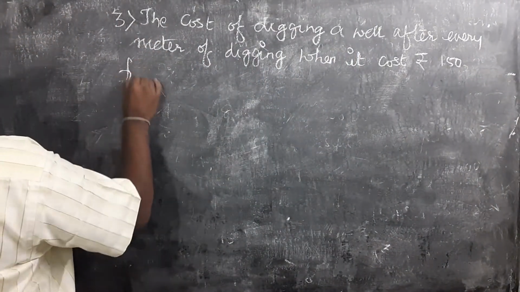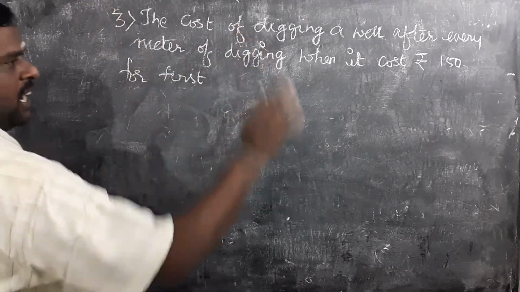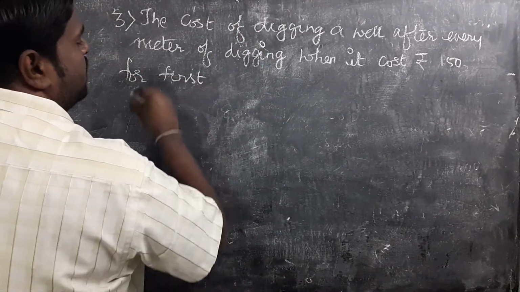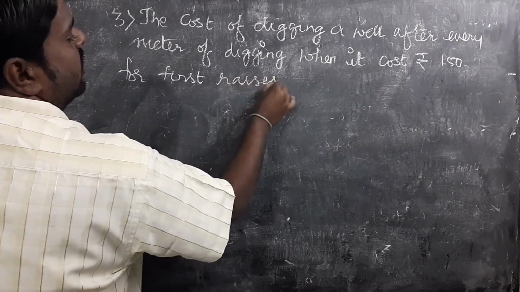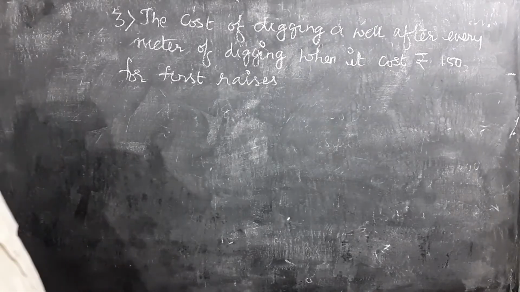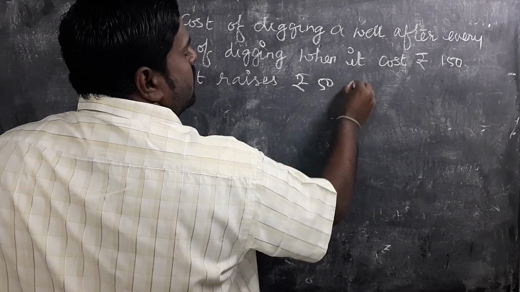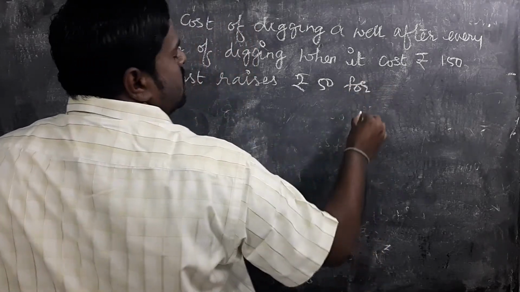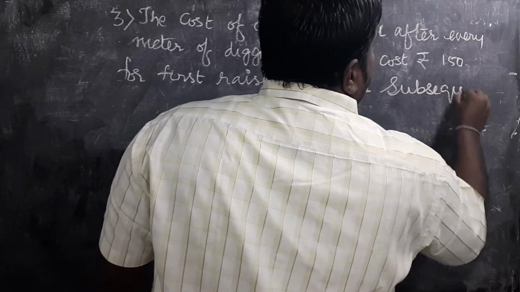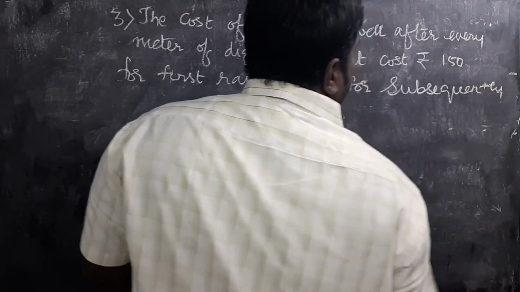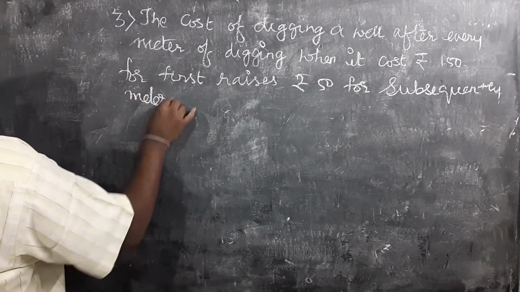Since they are using the term first meter, you write it as first term A is equal to 150. You will get the answer. First meter, and it rises by rupees 50 for subsequent meters. So, dear students, it's very simple.